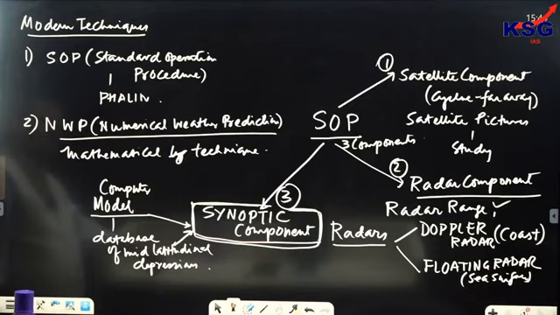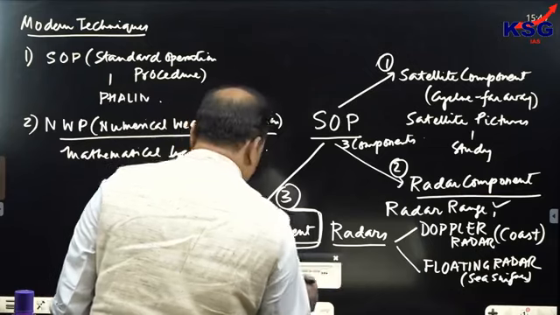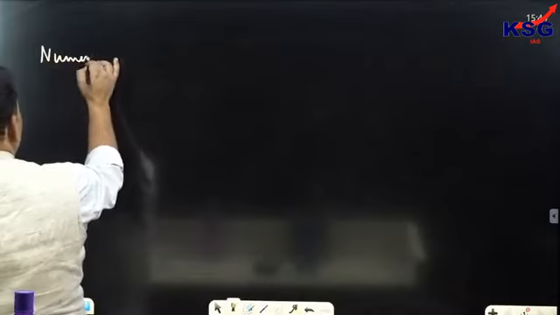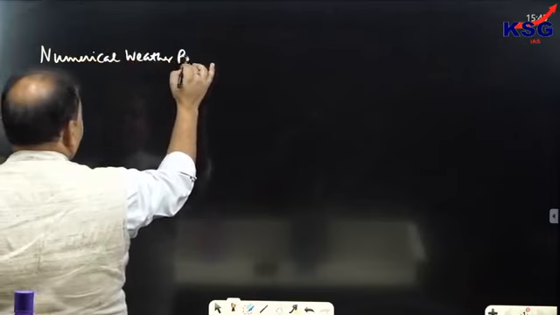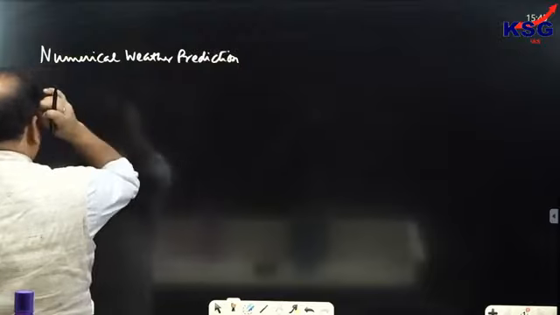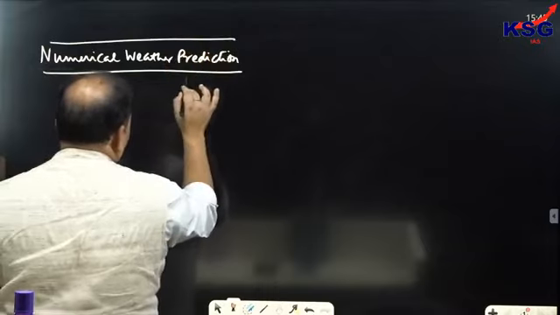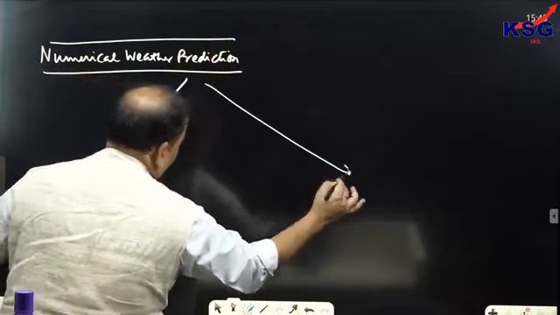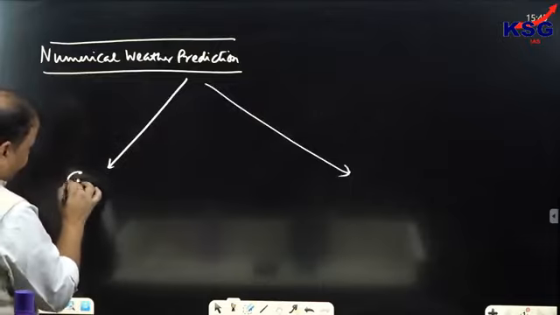Fine. Now see, a more advanced technique than this is called numerical weather prediction. That's a more advanced technique. Clear? And it's a mathematical approach we have discussed earlier. But this would consist of two indicators. One indicator is called GPP.